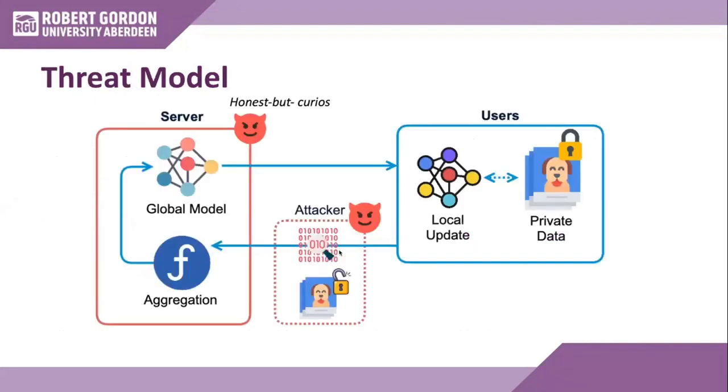So there are two types of attackers we have identified. First one is the server, which can be an honest but curious server. And second, we can have a man in the middle attack, snooping the packets from the data communication layer.